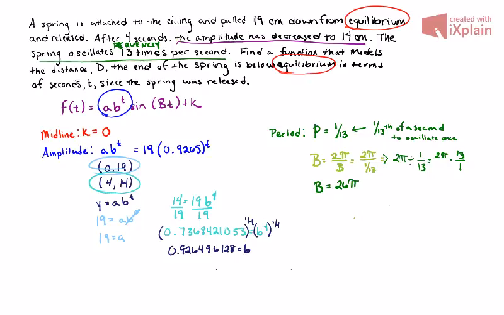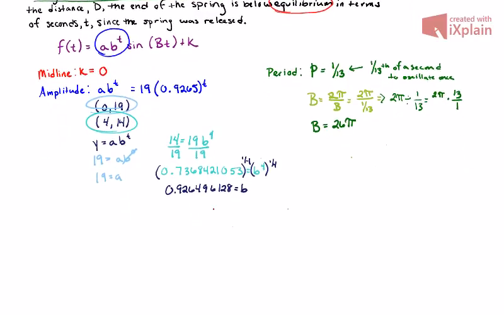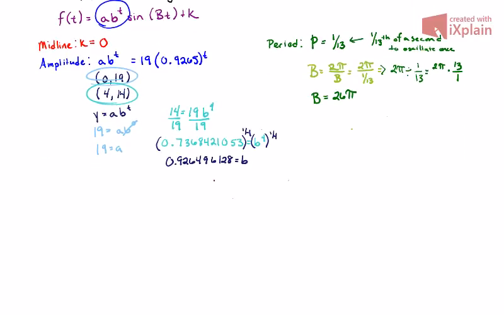Now we actually have everything that we need to put our final solution together. We'll start off with our f of t, and that's going to be equal to 19 times 0.9265 to the t power times the sine of 26 pi t plus, in this case, we said that our midline was 0, so we really don't need to include that last piece there.